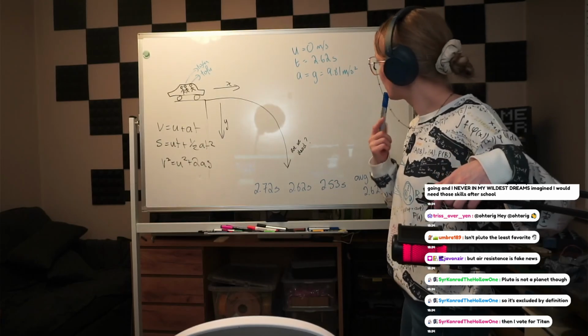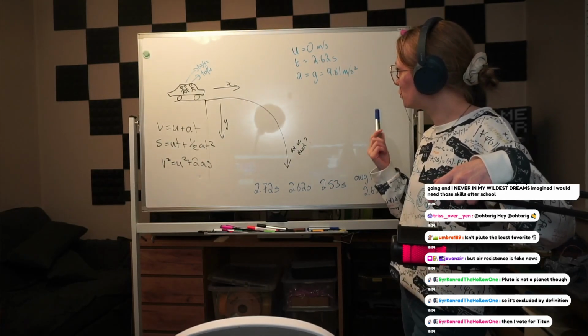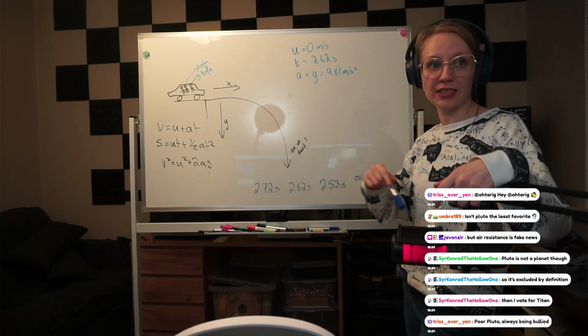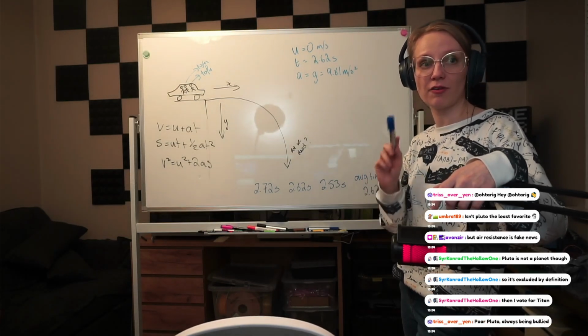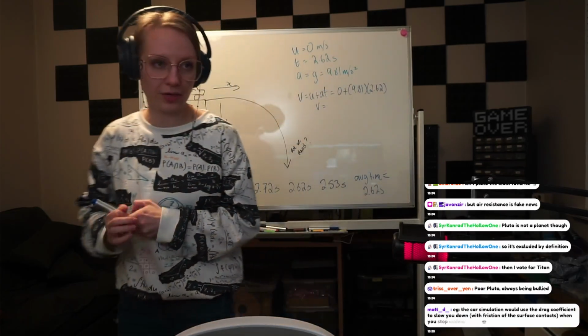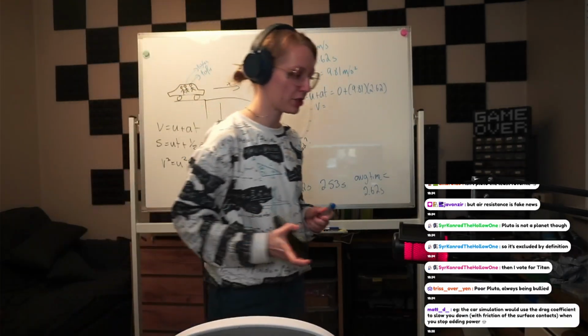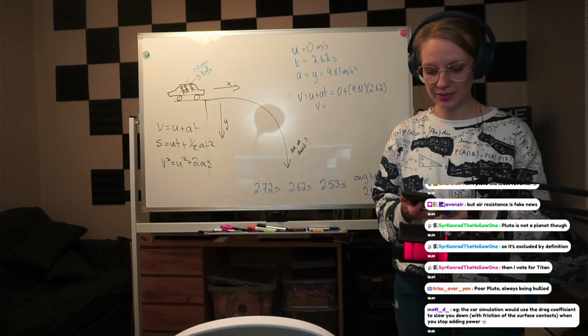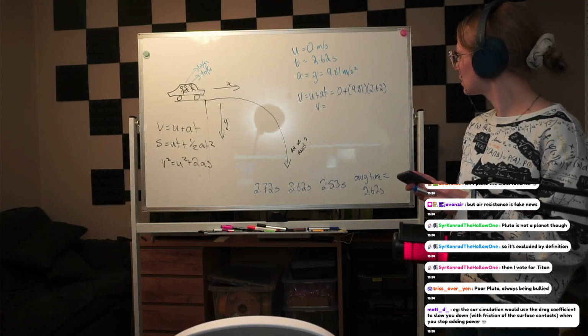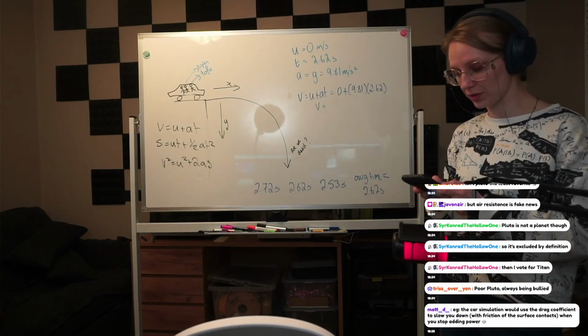So let's think about it. Which equation do we use? We have u, we have t, we have a. Do you know what? Let's calculate v. Let's calculate the final velocity of the car right before it crashes. So u is equal to 0. We don't have to sub anything in there. Acceleration is 9.81 meters per second squared. And the time it took to be in the air was 2.62.